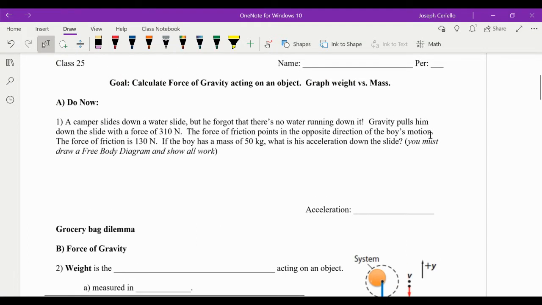Let's check out class number 25, where our goal is to calculate the force of gravity acting on an object. Let's see, graph weight versus mass as well.